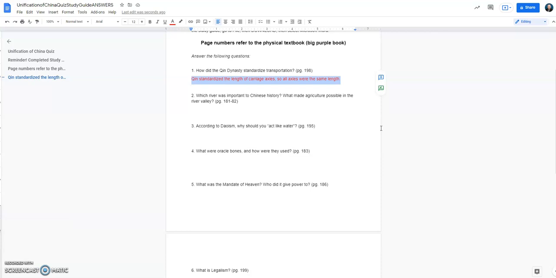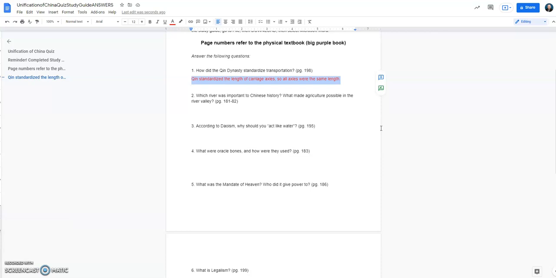So they wanted to have traffic moving smoothly. They wanted to make sure that everybody can use the roads and that the goods and information are passed easily. So they made sure that everybody had the same size axles. Everybody had the same size carts, wagons, carriages. That way everything can move on the roads and fit on the roads smoothly.